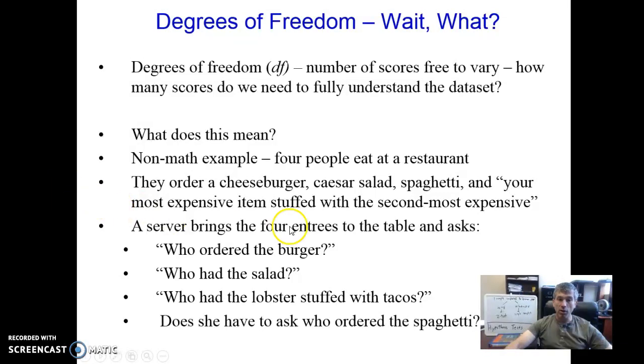As she's asking those questions about the first 3 entrees, those could go anywhere. There's still uncertainty about where those go. But once she knows where 3 of them are going, there's only one option left for the 4th one. It is locked into place. So to understand the entire data set of entrees, she just needs to know where n minus 1, 3 of the 4, wind up. So her degrees of freedom would be 3.